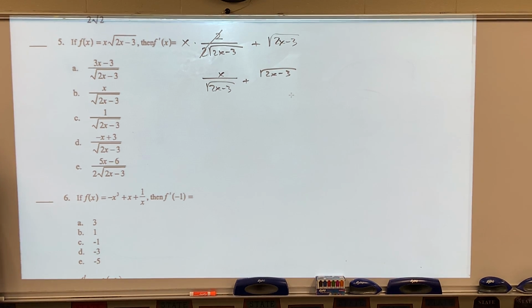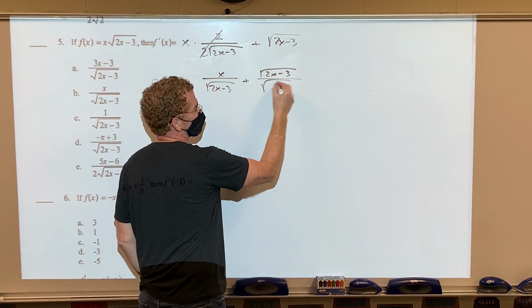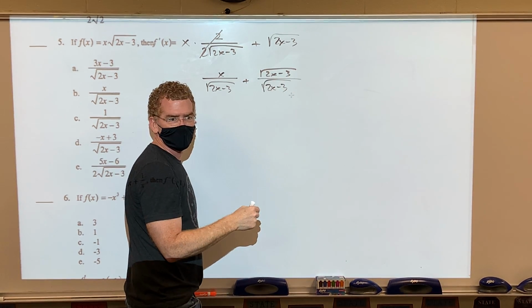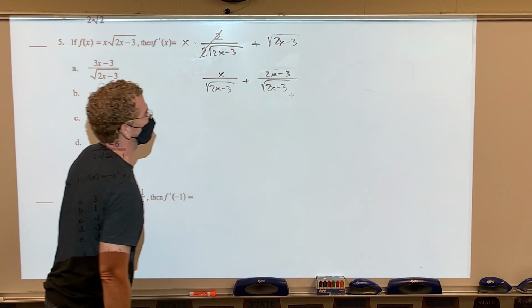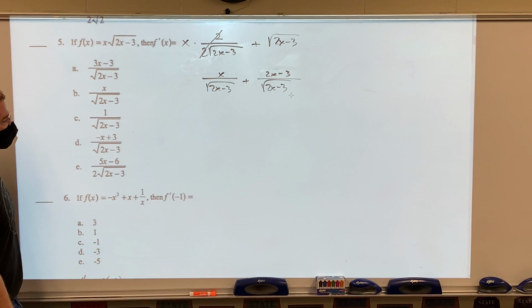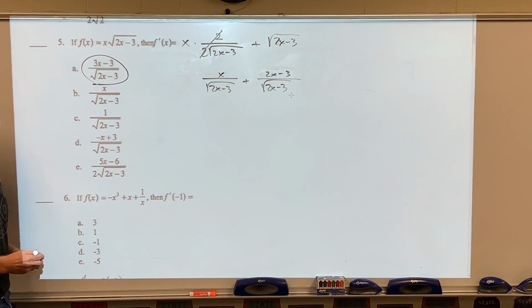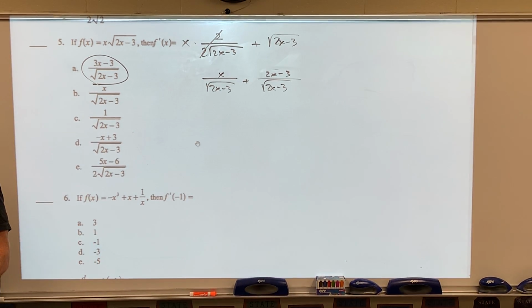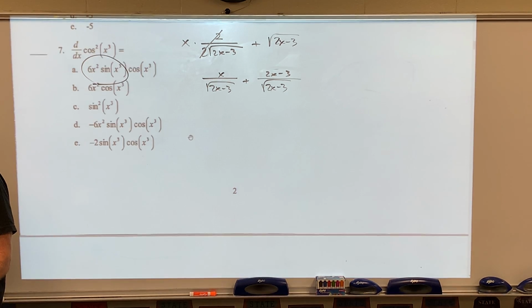Multiply by root 2x minus 3 on the top and bottom on the right. So find a common denominator. If I multiply the bottom by a root 2x minus 3, I get that. If I multiply the top by a root 2x minus 3, what do I get? 2x minus 3. So now I get 3x minus 3. Now I'm not making you do a lot of this on this test, but random stuff that you might see. What about number 7?